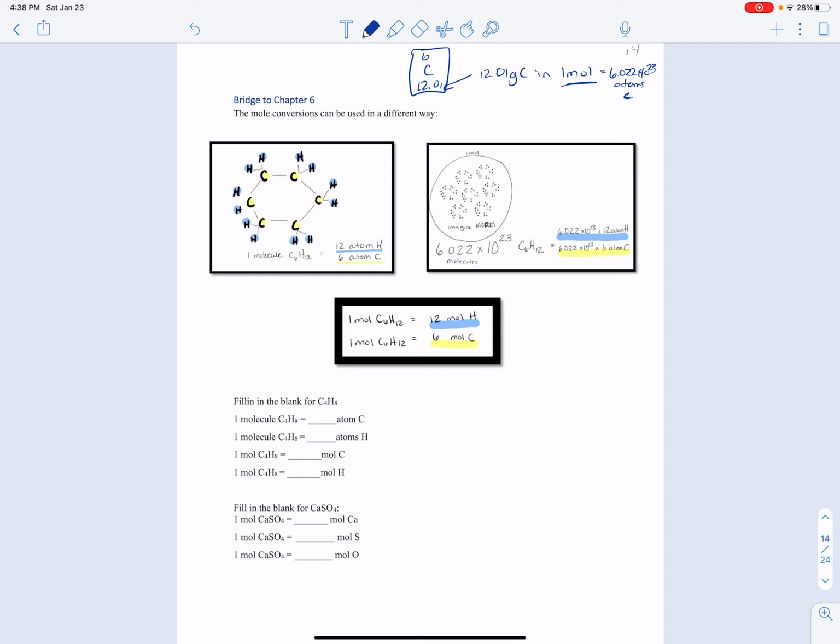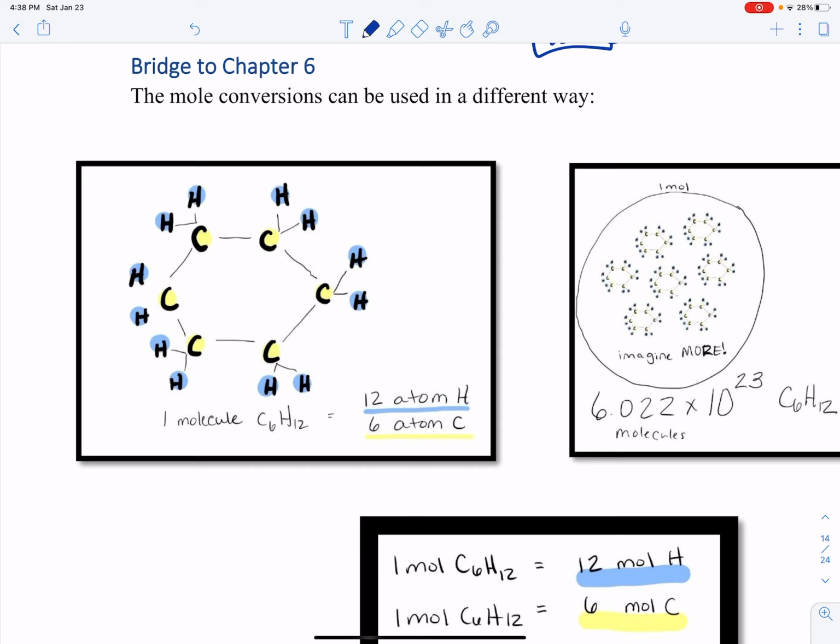So I've drawn a picture of a molecule over here on the left, and I color-coded it so you can see that the yellow C's are all the same, and then the blue H's are all the same. This is all bonded together with bonds, and I know we haven't learned about bonds yet, but that's what these lines are. They represent atoms that are kind of like stuck together. They come as a unit. They don't come as parts.